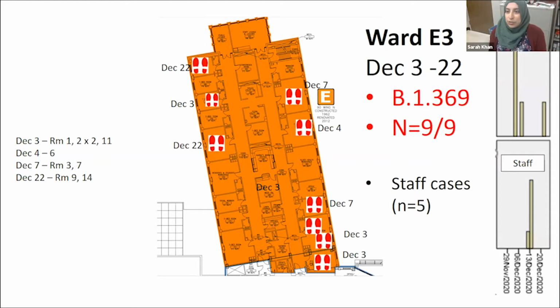And then this was also interesting to see that the patient cases were sort of bridging around the staff cases. And so likely this sort of started on the patient side, went to staff, and then settled.